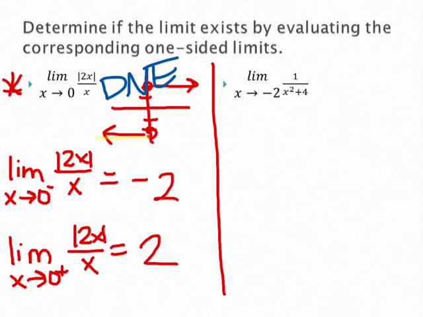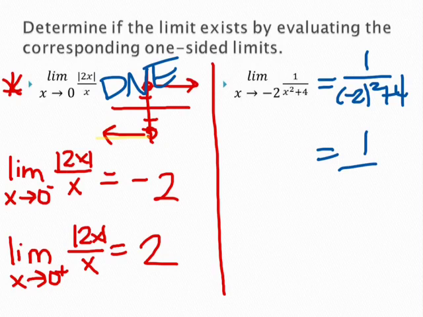Now, if we go over here to our second example, I don't want you to forget that we always need to start out with direct substitution if we can. So first of all, is -2 going to make our denominator 0? No. So all we have to do is direct substitution. And what do we get? 1/8.